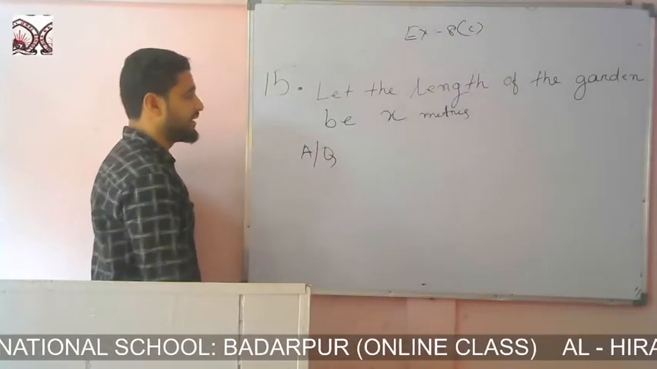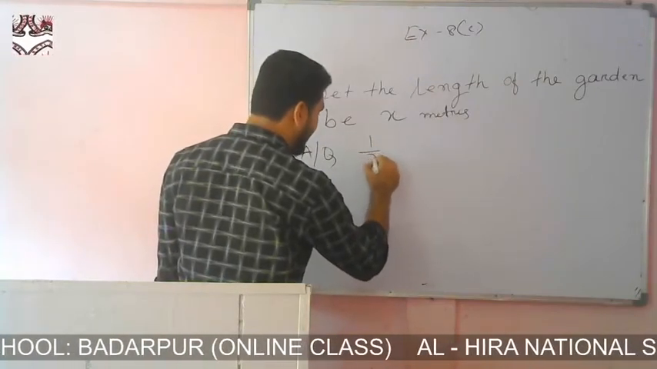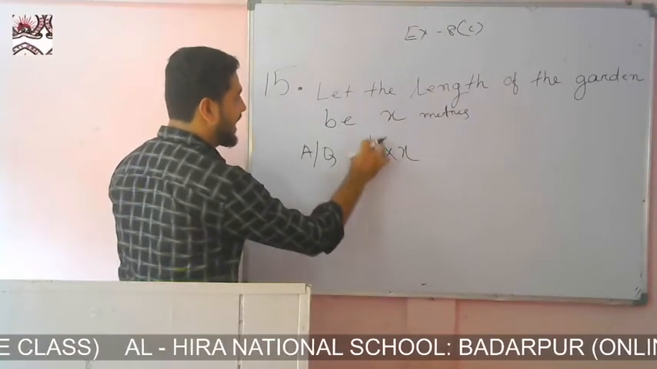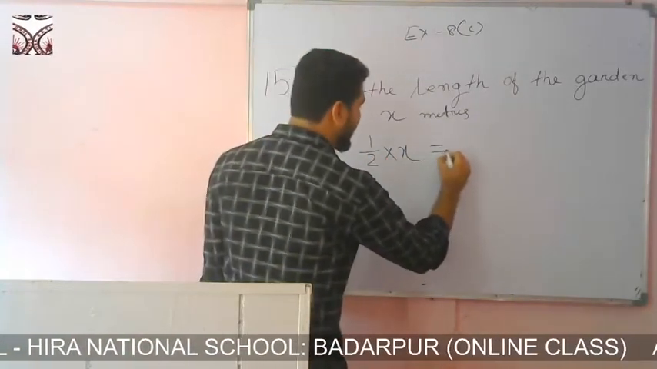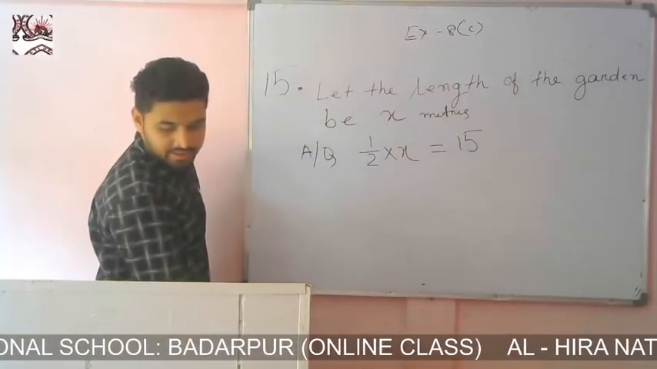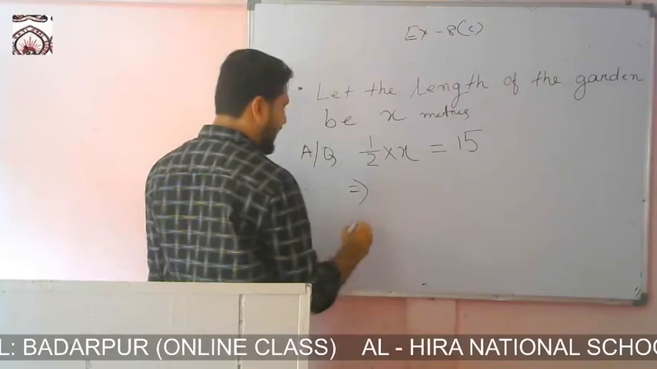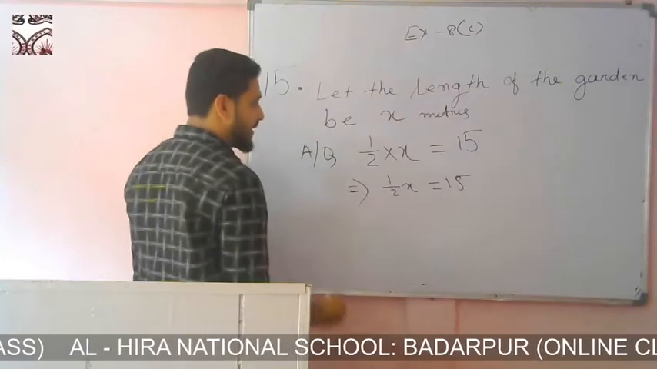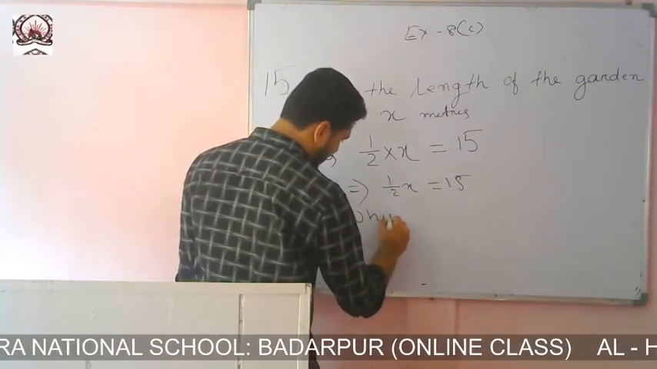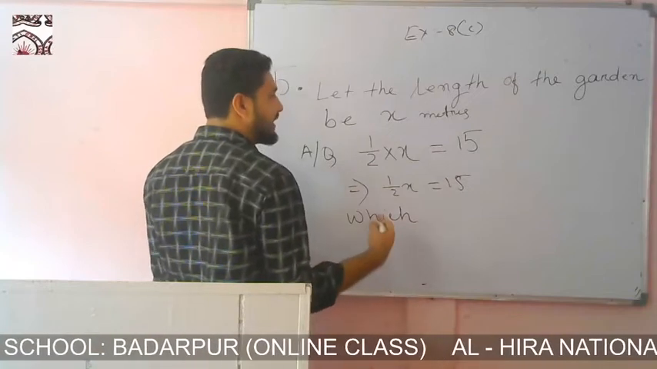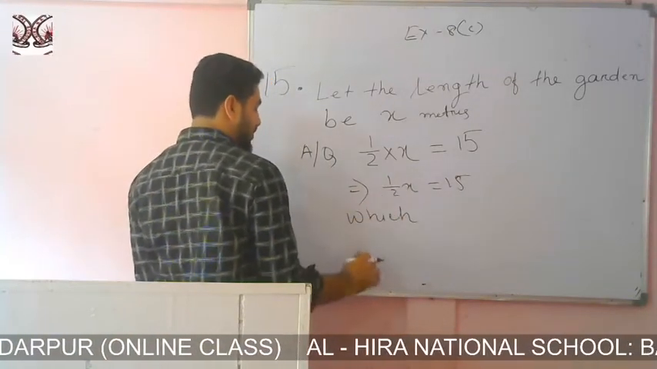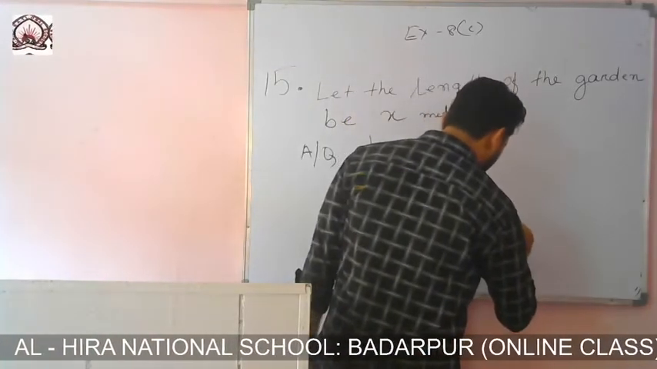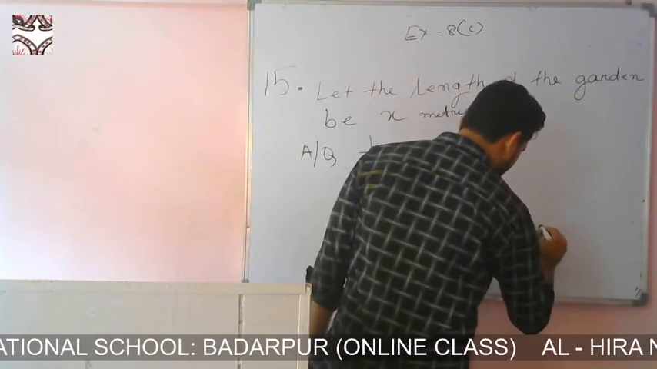half the length of the garden is 15. Half the length of the garden, it means you have to multiply x. Half the length of the garden equals 15 meters. So from that we have to find x. So we can write half x equals 15. So I can say that which is the required equation. In the question, it is said that you have to find the equation first, then you have to solve the equation. So you can write which is the required equation.